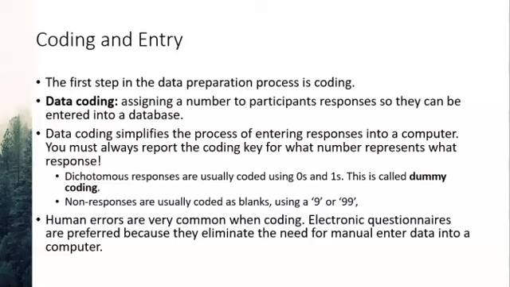The problem is that human errors can be very common when coding. Even if you're shortening the words used by using numbers like 0 and 1 instead of yes and no, you could still hit a wrong key. This is why electronic questionnaires are preferred, because they eliminate the need for manual data entry. Things like Microsoft Forms or Google Forms can automatically record what people's answers are, so you're ready for analysis without having to type answers in.